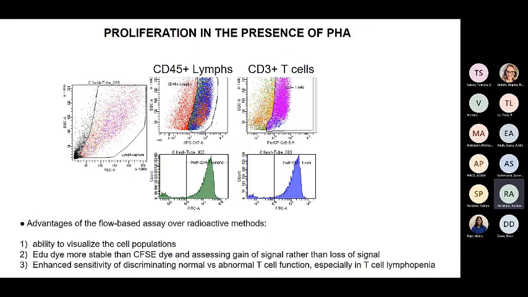If they're using a radioactive method, you may want to select a lab that uses a flow cytometry method that would give you more sensitivity, particularly in a patient with lymphopenia. But the other question to ask yourself is, what am I really gaining by doing this PHA proliferation?